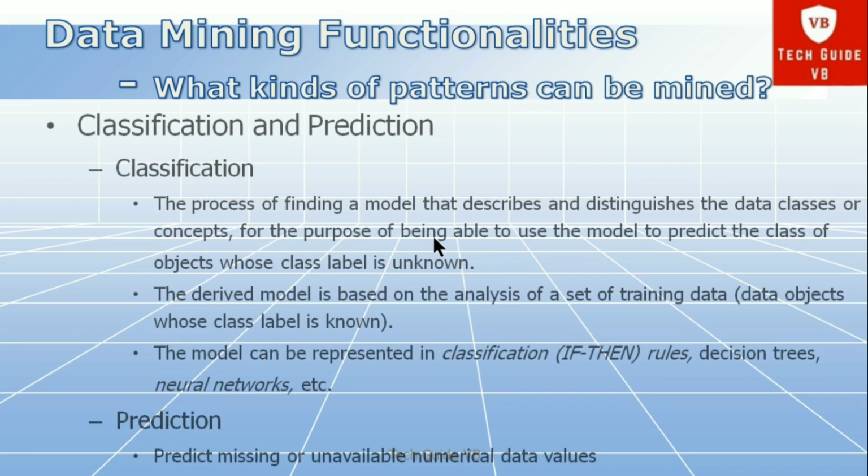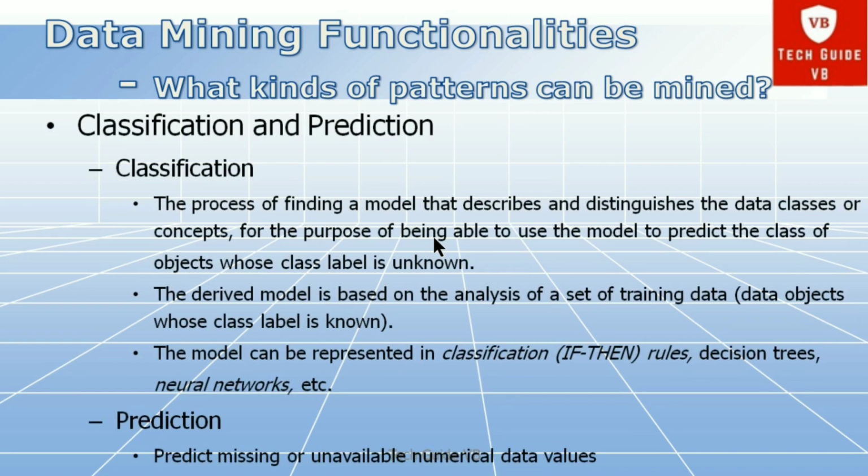Then the next term is classification and prediction, which is very important, because when we are finding the pattern, we are using that pattern for the prediction purpose, finding the future values or predicted values. So for that we need to understand the classification. So what is classification? The process of finding a model that describes and distinguishes data classes or concepts for the purpose of being able to use the model to predict the class of objects whose class label is unknown.